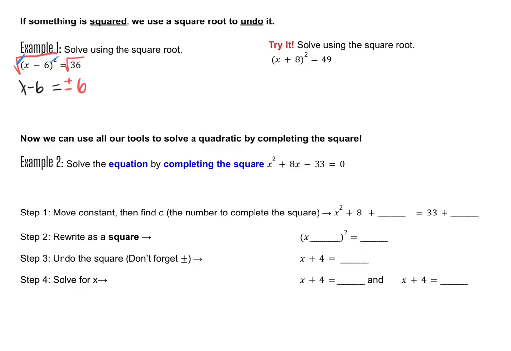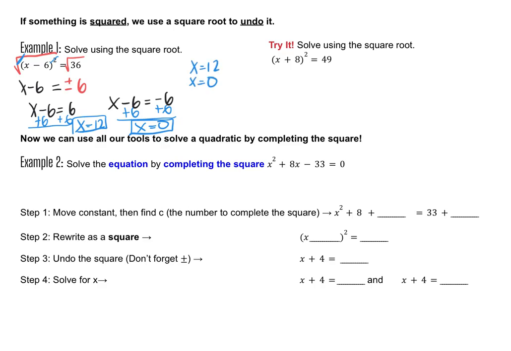Because there are 2 possibilities, I really have 2 equations. I have the first one where I have x minus 6 equals the positive version, and I have x minus 6 equals the negative version. And I have to solve these 2 independent equations from each other. So I want to add 6 to both sides. So that means that x is going to equal 12. But I want to add 6 to both sides on this other equation as well. That's going to give me 0. So that means I have 2 possible answers for x. X can equal the number 12 and x can equal the number 0.